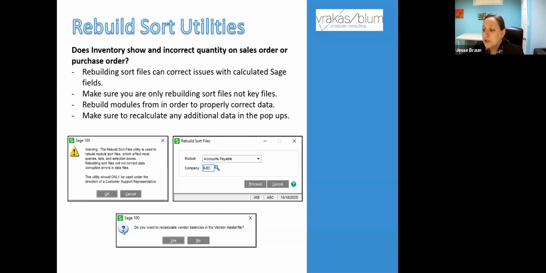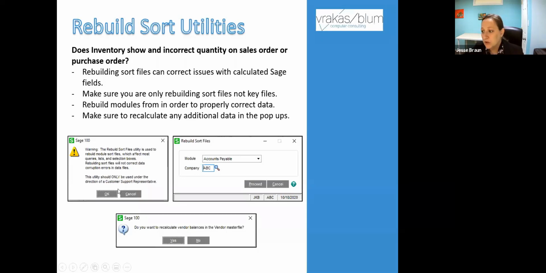And you want to make sure you recalculate any of the additional data that pops up when you run this. So great example here on our slide. Do you want to recalculate vendor balances in the vendor master file? Go ahead and click yes. You should be recalculating all the things that it wants you to recalculate here.